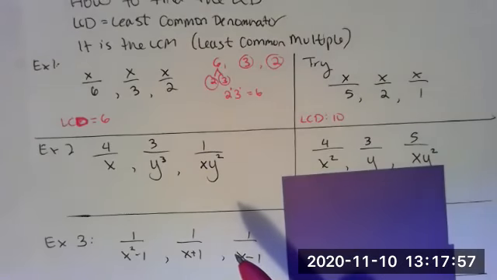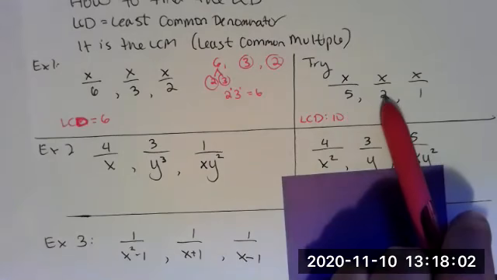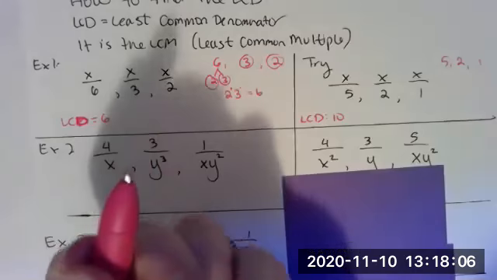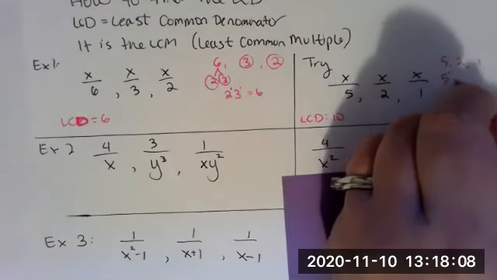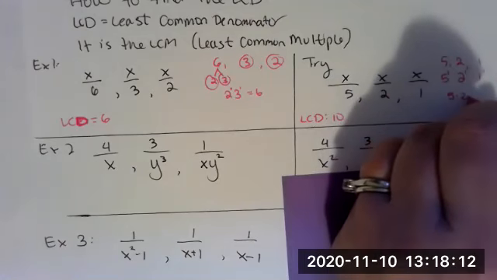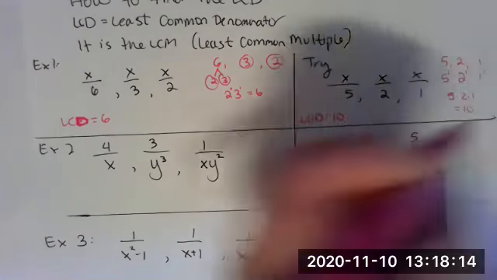All right, so we realize when we do it that 5 is a prime number and 2 is a prime number. So when we break 5, 2, and 1 down, 5 breaks down into 5 to the 1, 2 to the 1, 1 to the 1. So 5 times 2 times 1 is just 10.